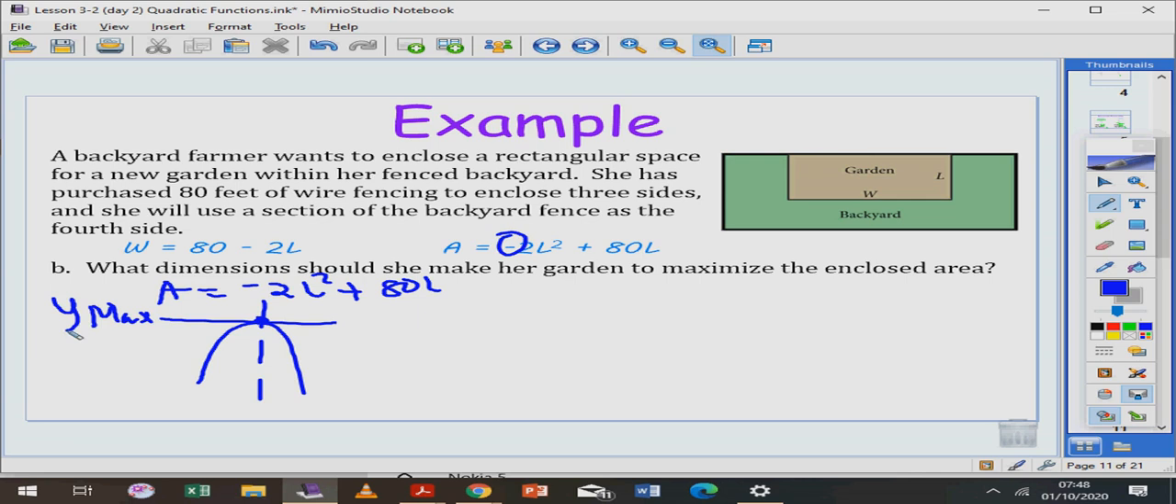So step 1 is I'm going to find the x value of the vertex, which is x equals minus b over 2a.